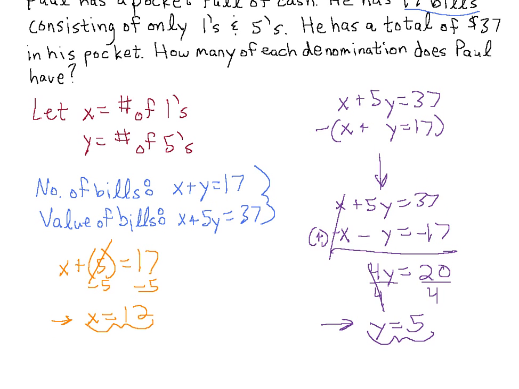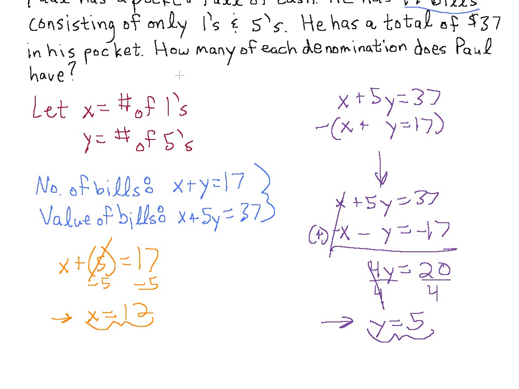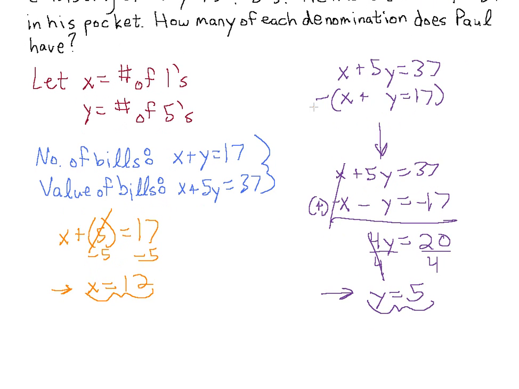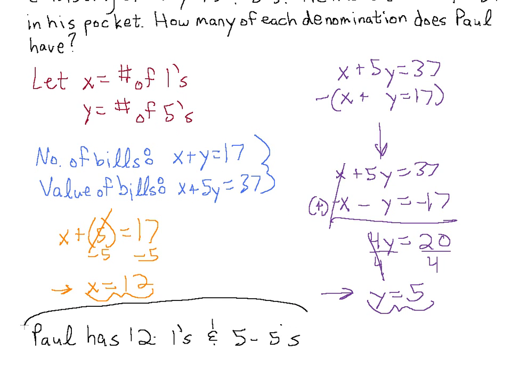So let's go ahead and write our answer, because our variables are defined as what we want to know. We want to know the denominations of each type of bill that Paul has. So we can write that, let's pick a different color. We can say Paul has x equals 12. x is the number of ones, so Paul has 12 $1 bills. He has 12 ones, and y is the number of fives, y equals 5, so Paul has 5 $5 bills. And that's all there is to it.